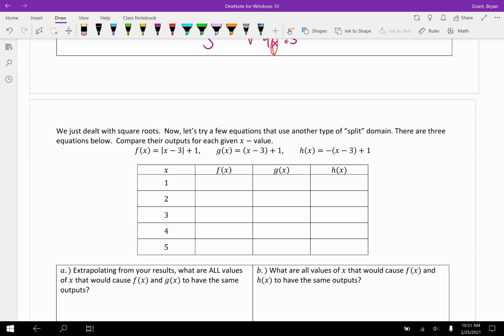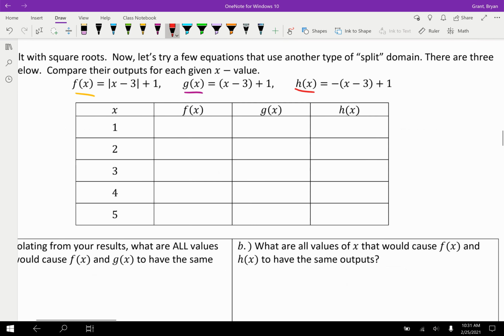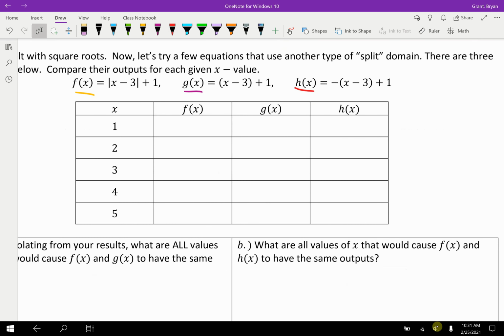So let's go ahead and take a quick peek. I have three equations here: f of x, g of x, and h of x. Your goal is just to compare the outputs for each of these. We're literally just plugging values in. So take a quick second, plug everything in, see what you get. Don't forget you can use the slope to make things go faster, and then we'll check back in once you're done. Ready, set, go.